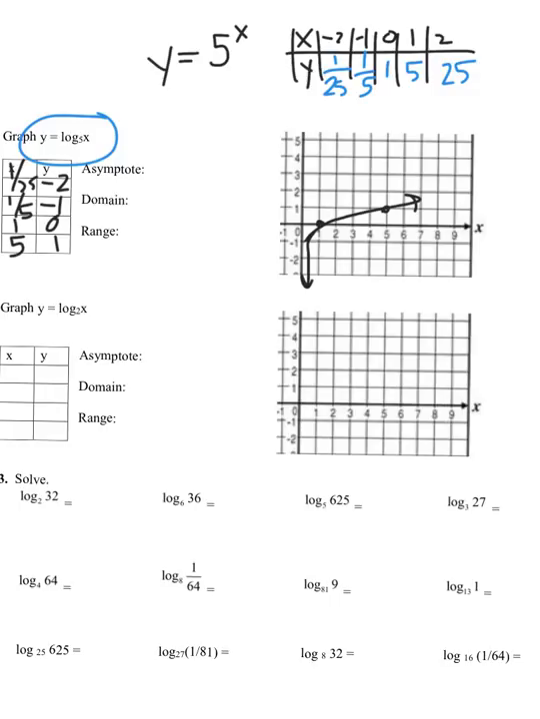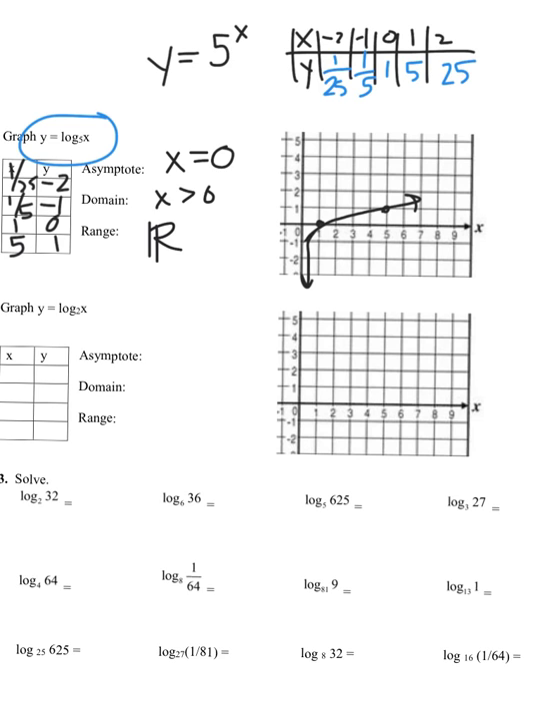Now the asymptote is the equation of the line where the log doesn't cross. It is not crossing this vertical line. This vertical line is the equation x equals 0. Asymptotes always have equations. The domain is going to be all the numbers to the right of 0, so x is greater than 0. And the range is the function is going up and down infinitely, so it's going to be all real numbers.